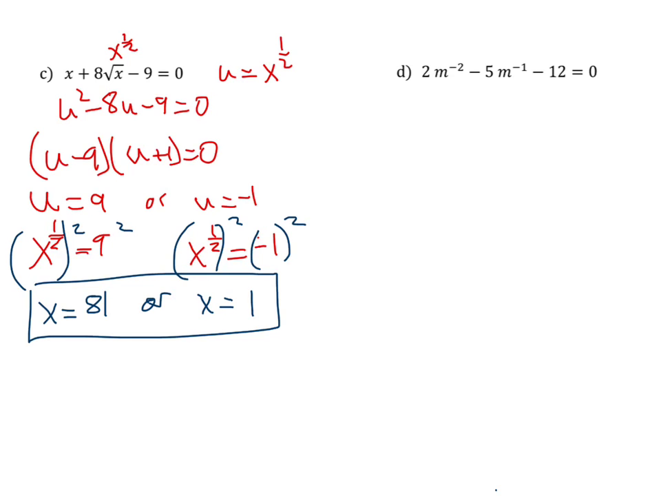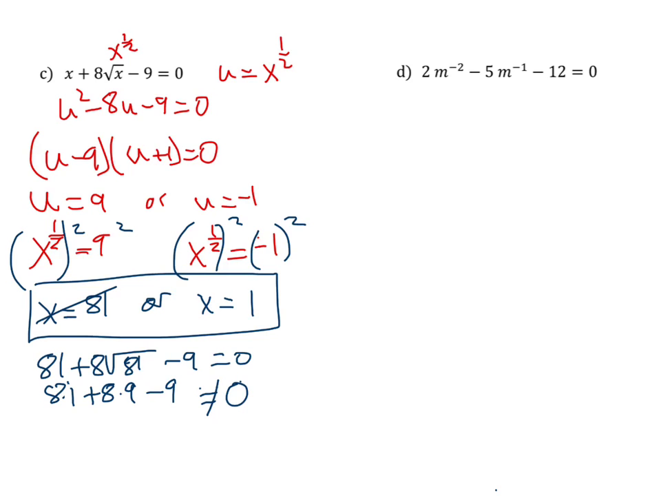So if we plug these in, we get 81 plus 8 times the square root of 81 minus 9. Is that equal to 0? Well, this is 81 plus 8 times 9 minus 9. And we find out that, whoa, wait a minute, sorry, this 81 ended up with a plus. So this is not equal to 0. We got to throw that answer out. Now, if we try 1 here, let's see if that works. 1 plus 8 times the square root of 1, minus 9. And that does equal 0, because this is 9 minus 9. That works. That checks out.